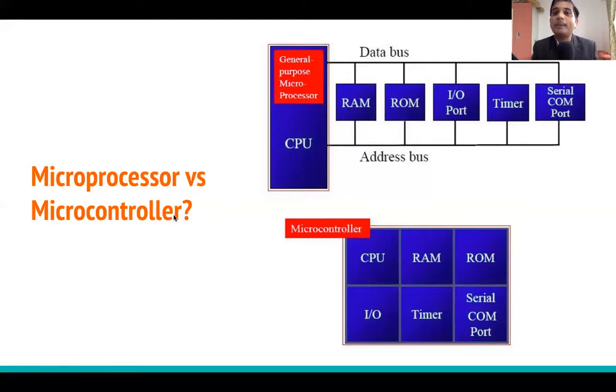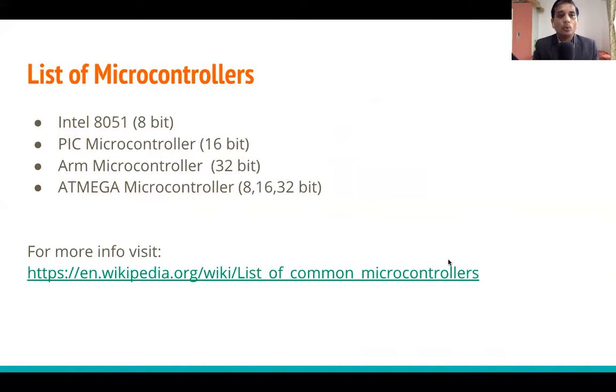So if you require some real-time application, where we have to process and also actuate at the same time, then we can use the microprocessor there. Yes, so that is the main thing where we can use the microprocessor and the microcontroller. Yes, so we have a list of microcontrollers in the next slide.